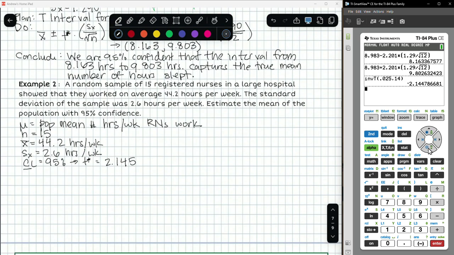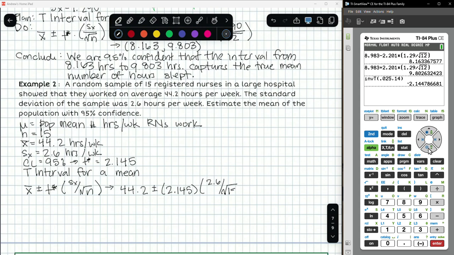We are doing another t interval for a mean. I know it's a t interval because I have SX, not sigma. So I'm going to do x bar plus or minus t star SX over square root of n. And I'm just going to plug in what they gave me. So I know my mean is 44.2. My critical value is 2.145. Sample standard deviation is 2.6. Sample size is 15.